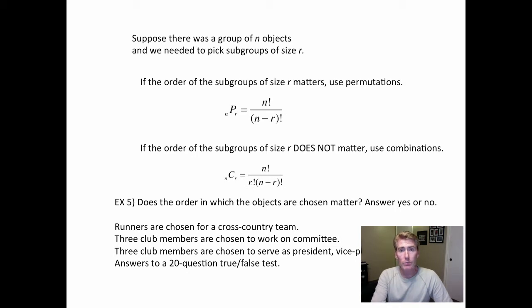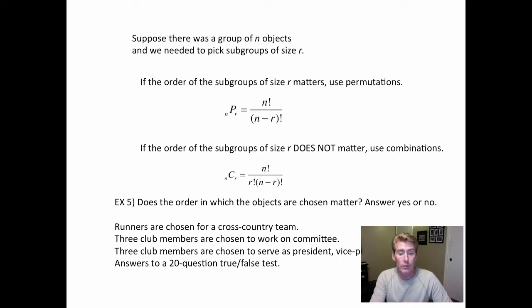Before we get on to numerical examples, we just need to have a little practice on when does order matter or not. So just yes or no here. Runners are chosen for a cross-country team. Does the order matter? The answer is no. If it said that they were at a race or something like that, then there would be an order. Next up, 3 club members are chosen to work on a committee. Well, there, the order does not matter. So we would be using combinations.